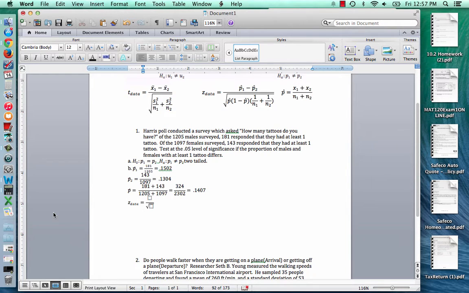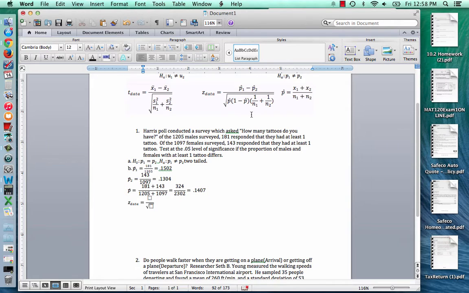I've computed the three p-hats. I did that while I paused the video so it wouldn't take so long. The p1 hat is the number of males that have at least one tattoo, 181 out of 1205, which is 0.1502. P2 hat is the 143 divided by the 1097. That's 0.1304. And then the pooled hat, we take the two numerators and add them together, and the two denominators and add them together, we get 324 over 2302 for a pooled of 0.1407.